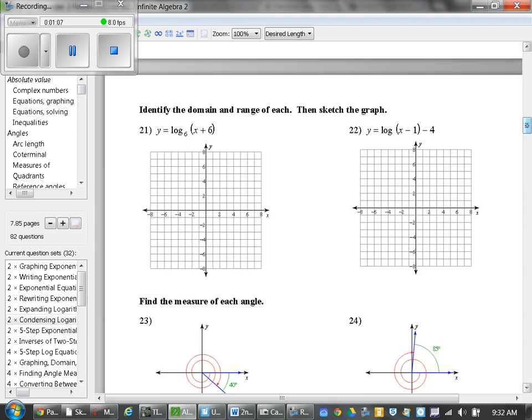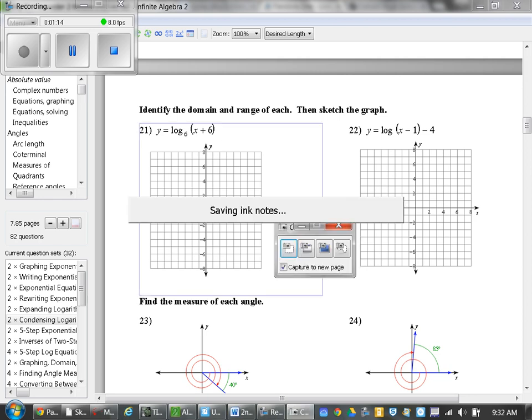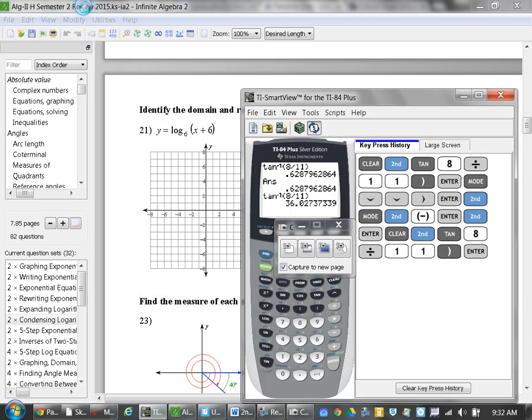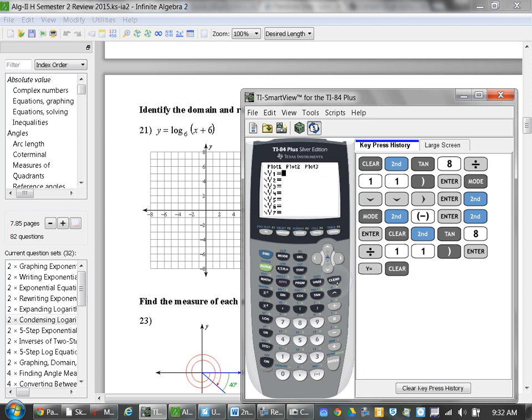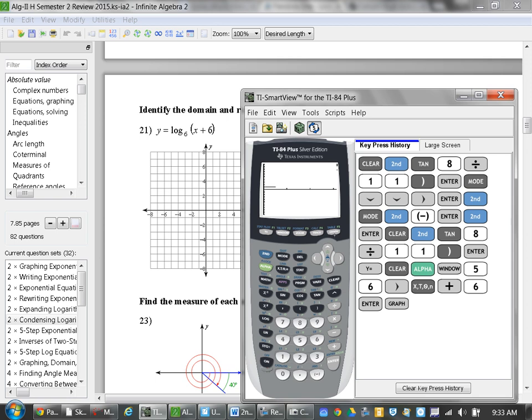So if I wanted to graph that, it's log base 6 of x plus 6. You use the y equals, then you use the log base. Y equals, clear out. Log base is alpha window 5, I believe. And it's just log base 6. And there it is. And there's your graph. And then obviously I'm going to change my window.